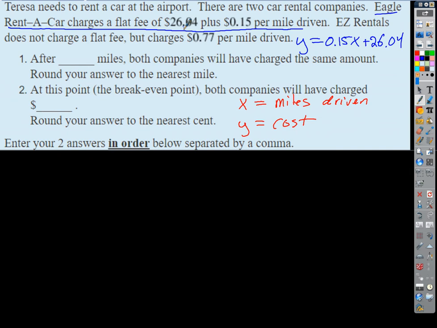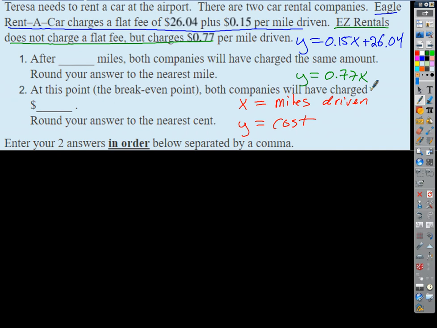Okay, so the output, the total cost is going to be the rate per mile times the number of miles plus the fixed cost, or the flat fee in this case, right? So what about something similar for Easy Rentals? They charge no flat fee, but they charge 77 cents per mile. So what's that equation maybe going to look like? Okay, so we get the rate of 0.77x, and there's no fixed cost to add to it.